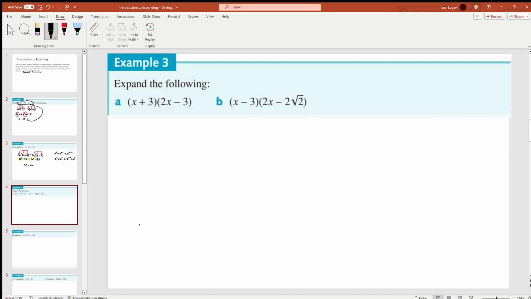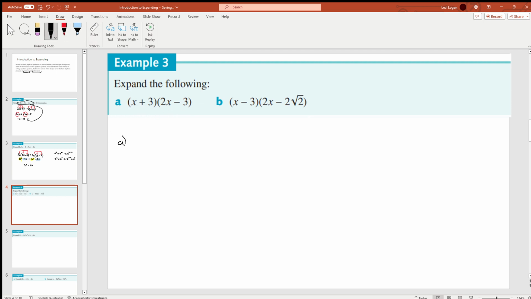So expand the following. These ones are a bit different because we have to use FOIL. So when you want to expand something like this, you've got to multiply this by all of this as well as this by all of that. And the way you do it, I think the best way, is to draw a couple of arrows.